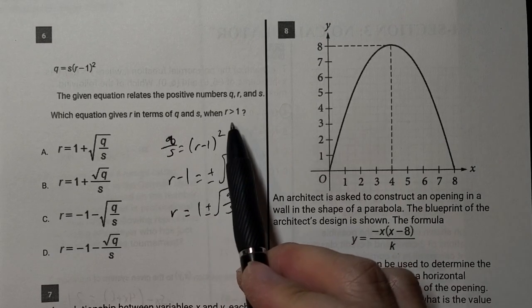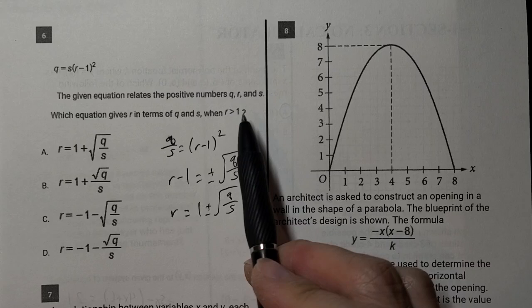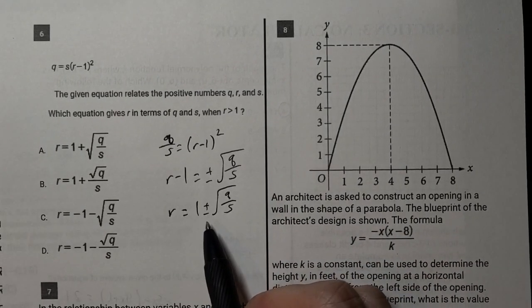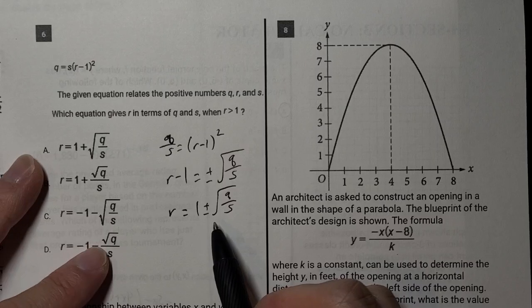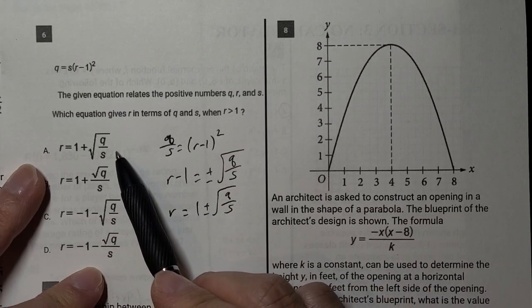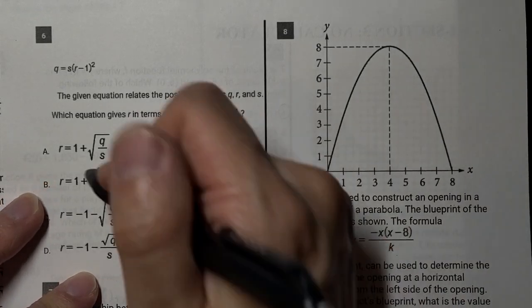They tell us that r is greater than 1. So how does that help us here? Well, if we just go by our general solution, if I did it correctly, it looks like it must be this one, right? No other one works, so it should just be A, 6A, yes.